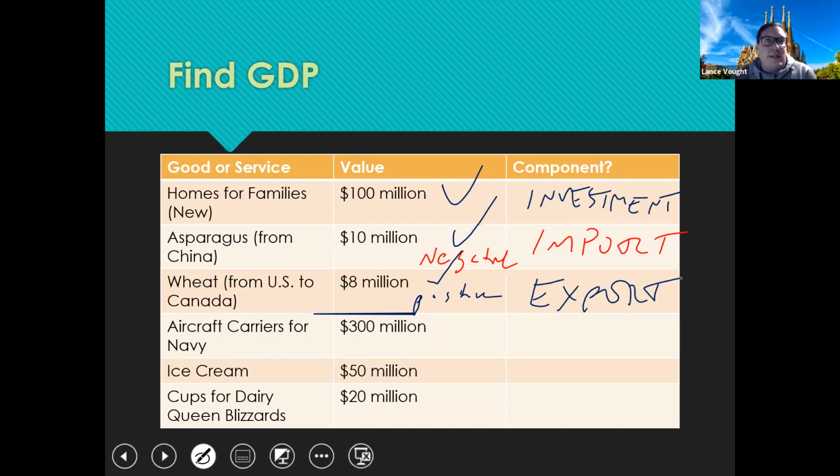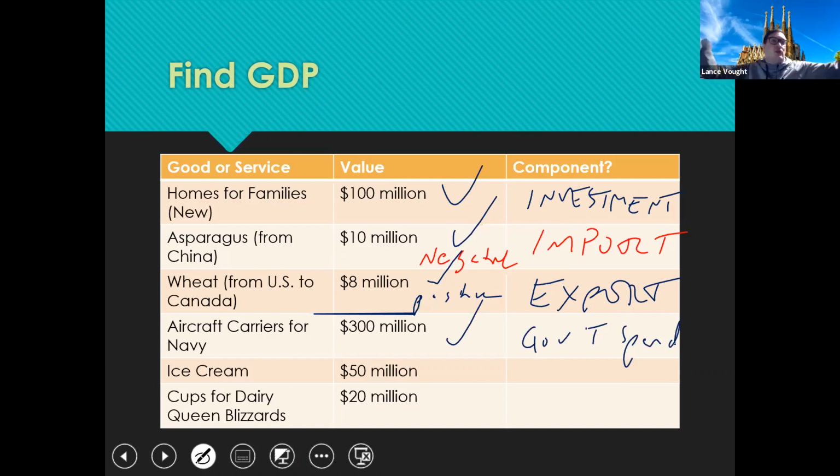Aircraft carriers for the Navy. Okay, so the aircraft carrier is a final good for the government, spent by the government, produced in the year, and it's produced in America. So yes, that's going to count towards GDP, and it's going to count under government spending.